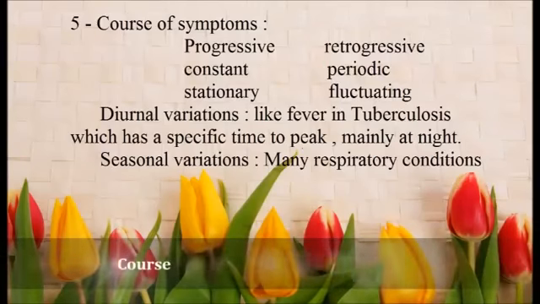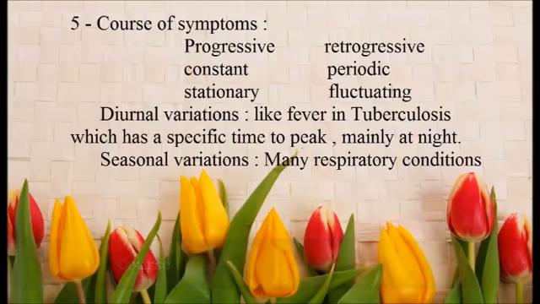Number 5 is the course of symptoms. Is it progressive or retrogressive? Progressive, the symptoms increase in intensity. Retrogressive is the opposite. Is it stationary or fluctuating? The fluctuating, that is progressive sometimes and retrogressive other times. Or is it constant or periodic, that comes and goes?